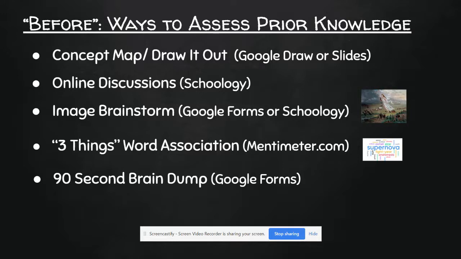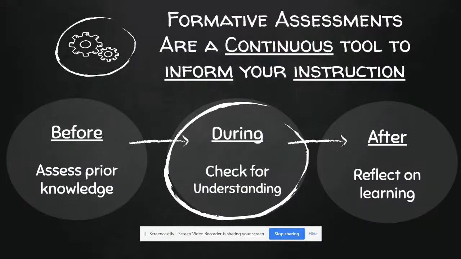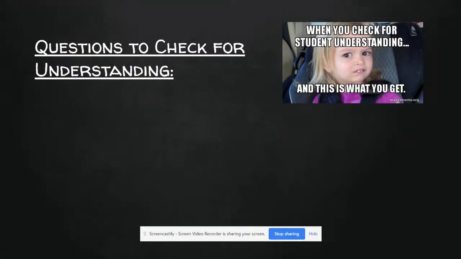We could do a 90-second brain dump in which we just have students write down everything that they know about a topic. Google Forms is one way we can collect that data. So next we look at how we can check for understanding during our lesson, during the bulk of that instruction.